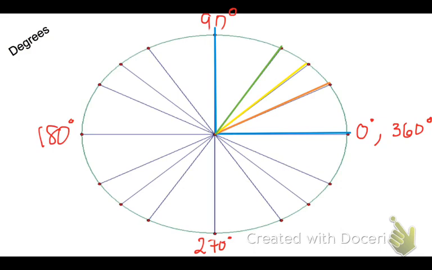Notice that the yellow line appears to be halfway between 0 and 90 degrees. That is not an accident. That is intentional. That yellow line measures halfway between 0 and 90 degrees. So halfway between 0 and 90 degrees would be 45 degrees. I'm going to use a darker yellow here.